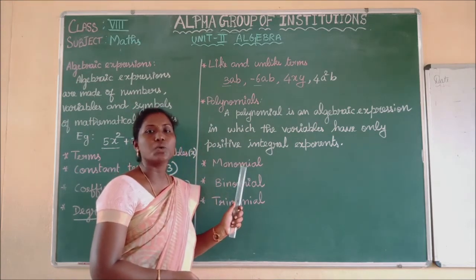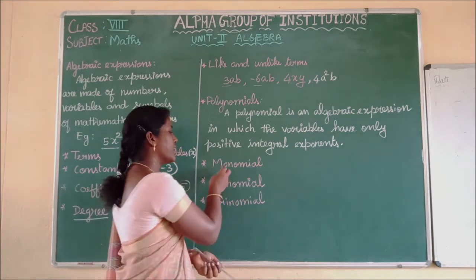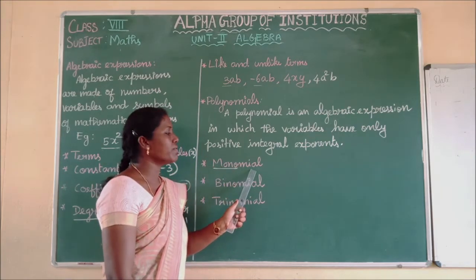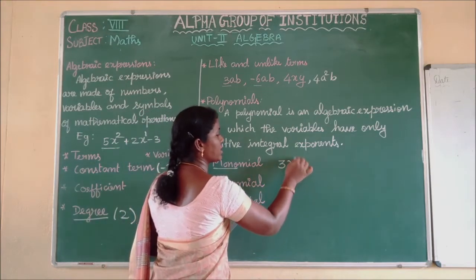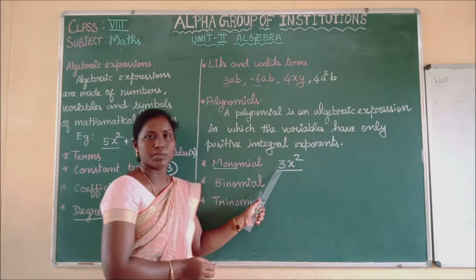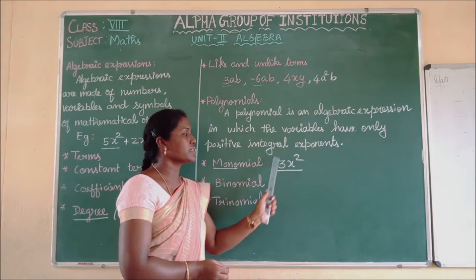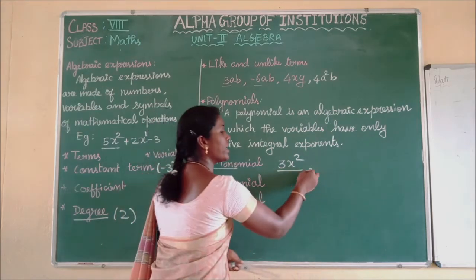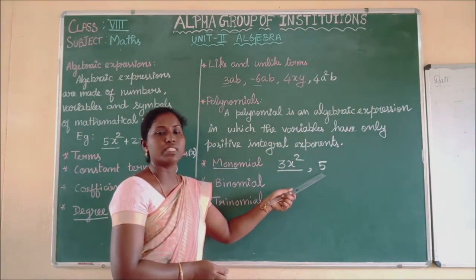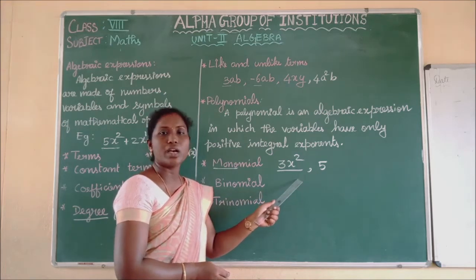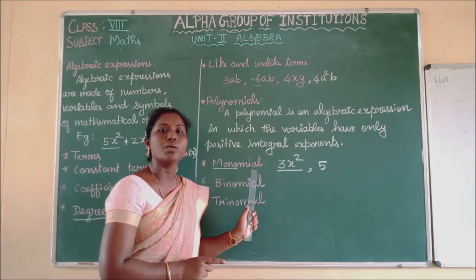A polynomial which has only one term is called a monomial. Mono itself will give you the meaning of one. For example, we can say 3x squared. See here, we have only one term. There is no other mathematical operation of plus or minus to continue the expression. So any expression that has only one term. You may take 5. 5 is also a number, but it is also a polynomial which has only one term. So they are said to be monomials. So what is the name monomial? A polynomial which has only one term is called a monomial.